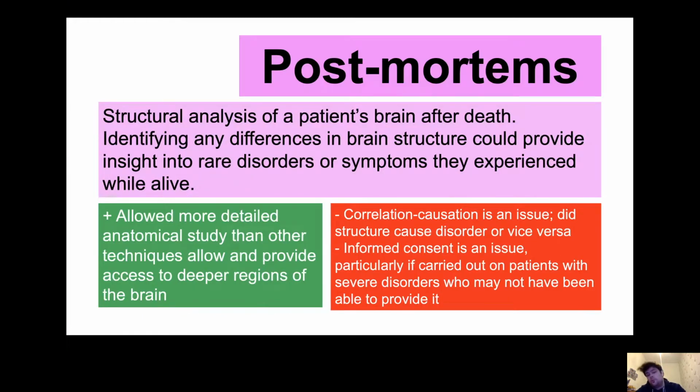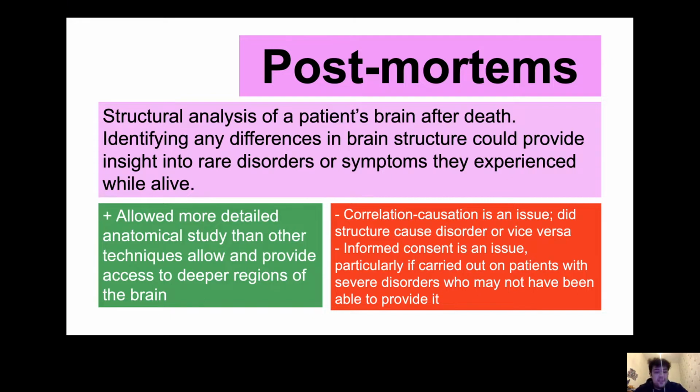Last one is post-mortems, probably the simplest. It's a structural analysis of the patient's brain after death. So if the patient had a rare disorder during life or an unexplained behavior, by doing a post-mortem on their brain, you can see if there's any differences in brain structure. If there are differences in brain structure, that could suggest that those regions were in some way deficient or abnormal, that may have then been responsible for the behavior or symptoms they were showing during their life.